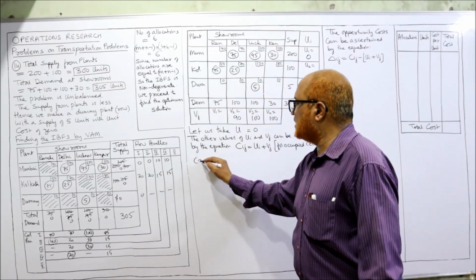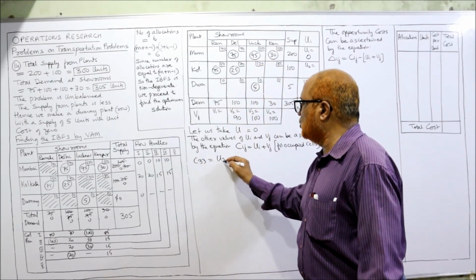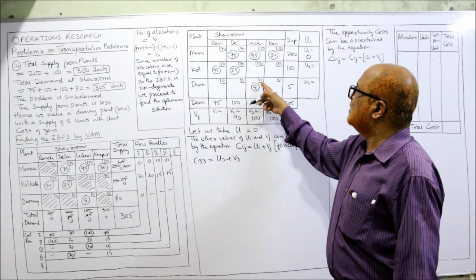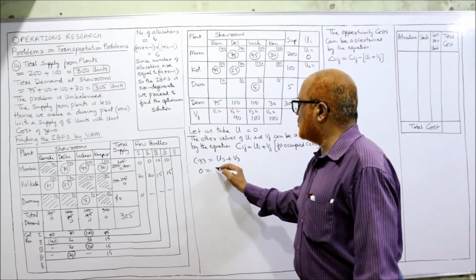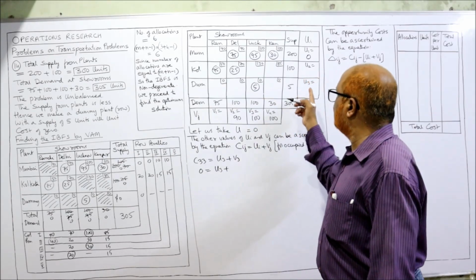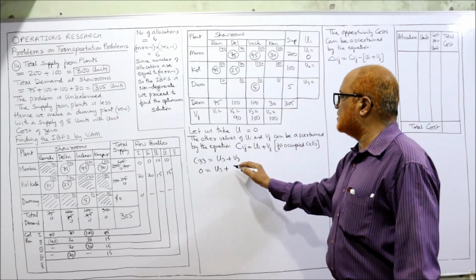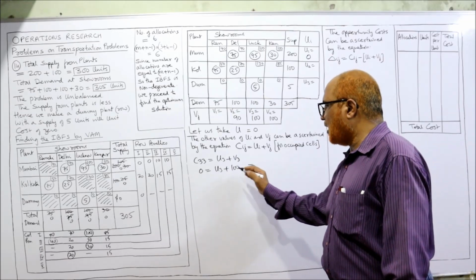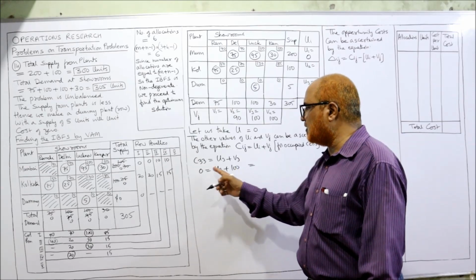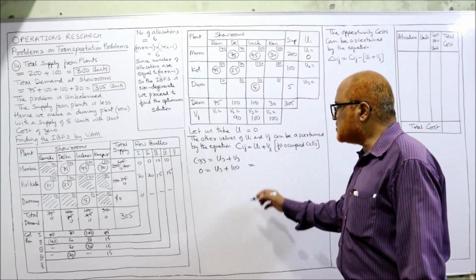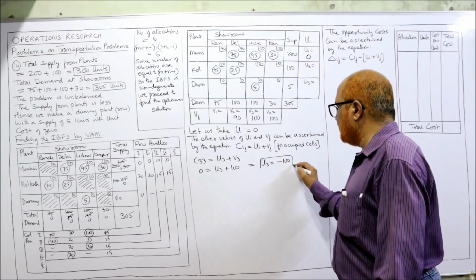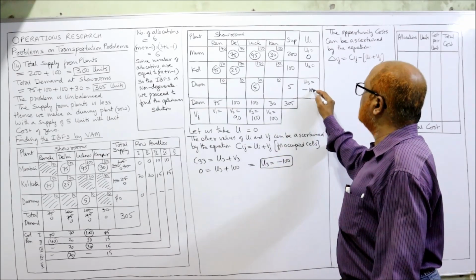So C33 equals U3 plus V3. How much is C33 here? 0. That equals U3, which we don't have, plus V3, which we have as 100. Now if I take this 100 to the left hand side, plus 100 will become minus 100. That means U3 is equal to minus 100. One value we got.